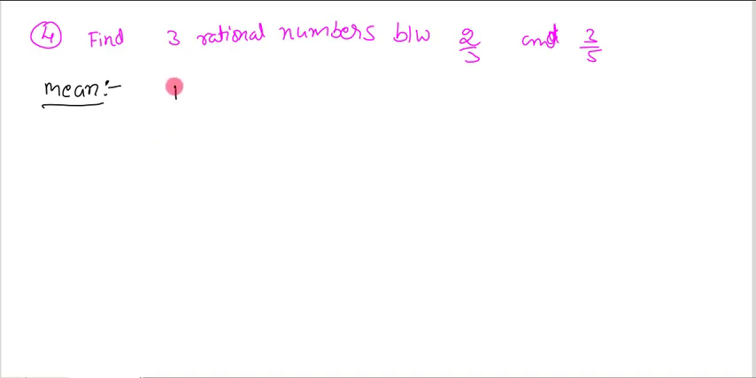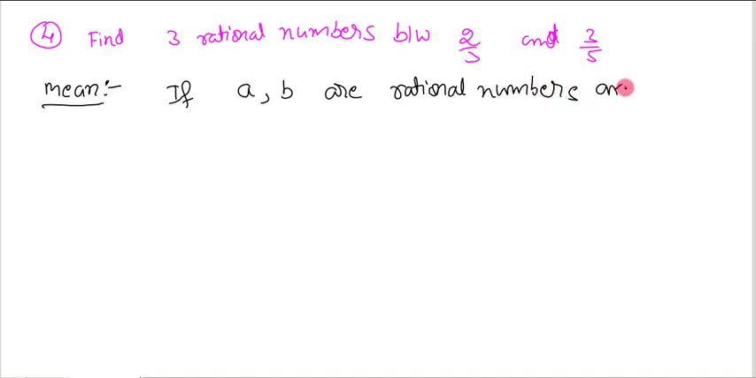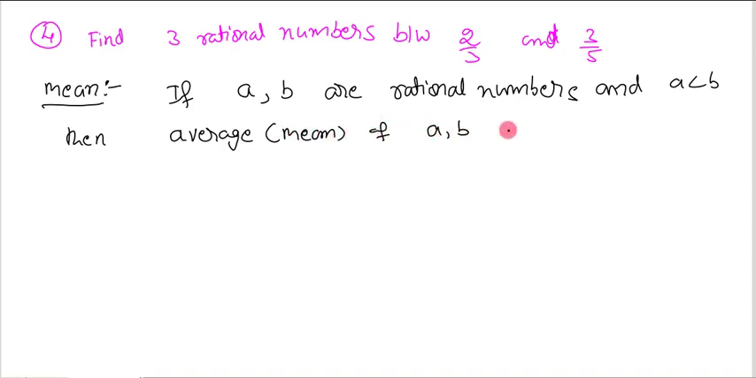What is that? If A and B are two rational numbers, and A is less than B, then the average, also called the mean of A and B, is half of the average, meaning sum of observations by number of observations. What is the average of A and B? A plus B by 2. That is what I am writing as half of A plus B.